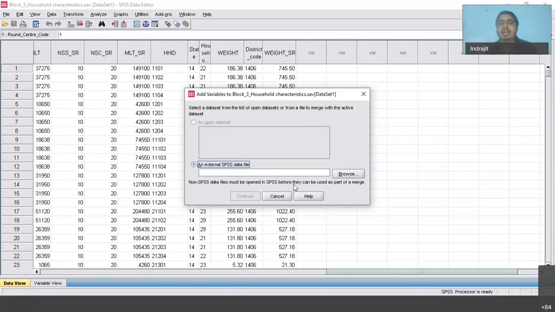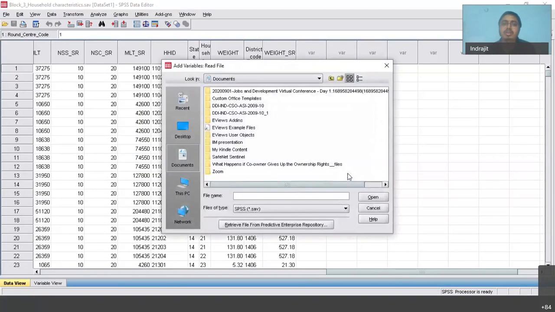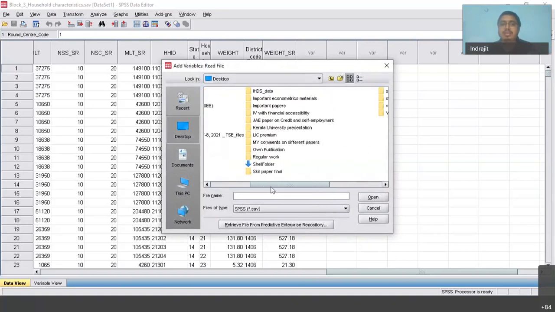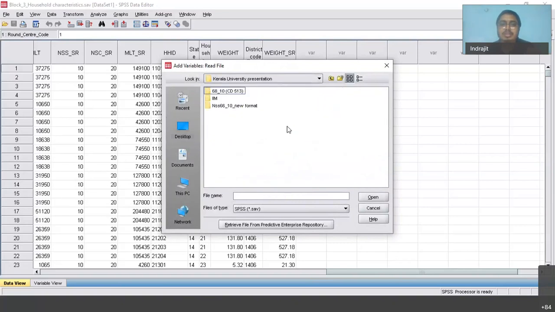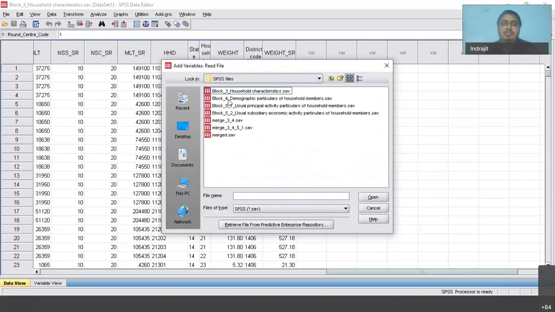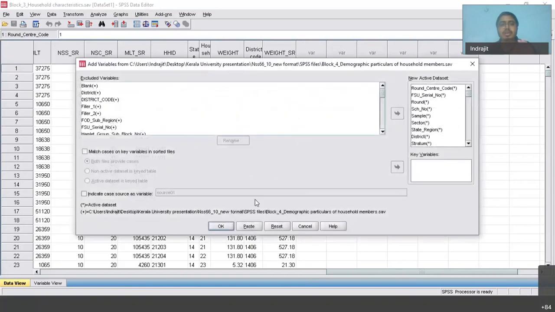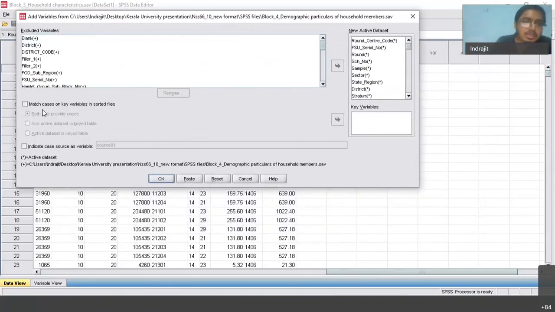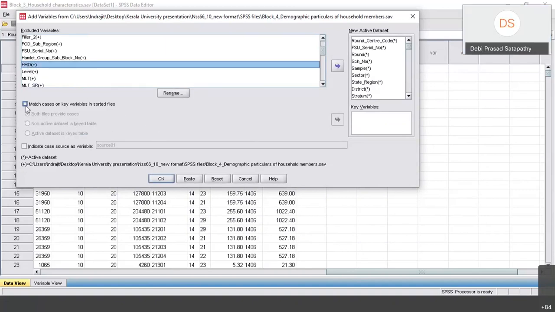I got this window, an external file. This is my internal file, which is already open, household characteristics. Now I am going to click on my external file. The external file is already in the same folder, Kerala University presentation, this SPSS file. Fantastic. Block 4 is my external file here. I'm clicking Open, then Continue. Fantastic. This window is exceedingly important for data merging: match cases on key variable in a sorted file. What is my key variable? Mr. Devi Prasad? Sir, HHID. HHID. I have created that as my key variable.